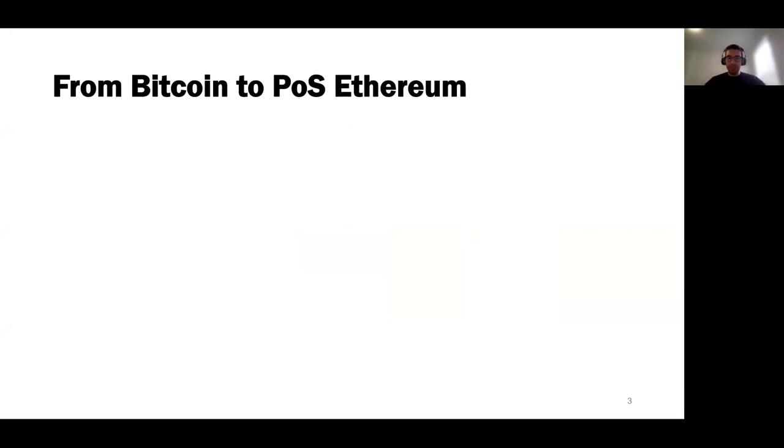So what is availability and what is accountability? To answer these questions, let's start with Bitcoin. Bitcoin was the first protocol to provide liveness under dynamic levels of participation. Bitcoin was designed for the internet setting, which is characterized by the fact that the protocol participants can come and go at will.